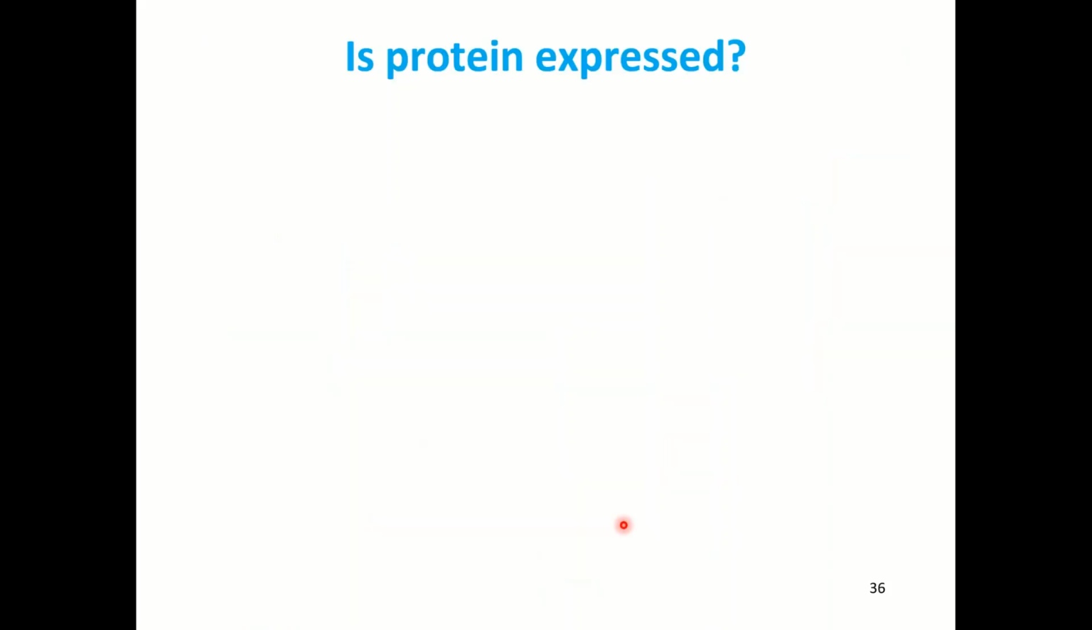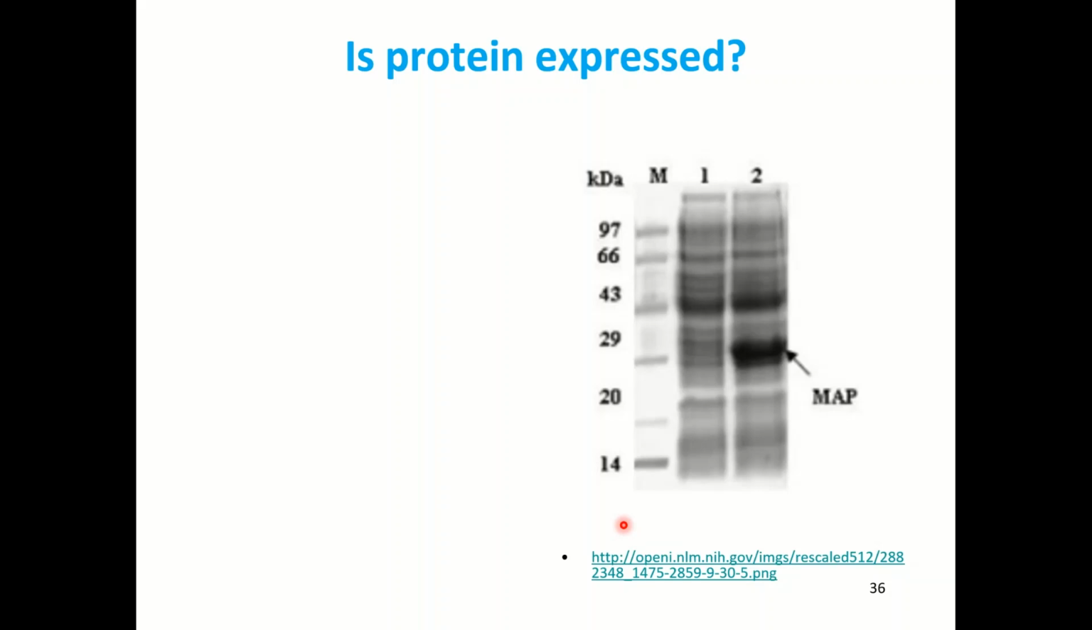Is protein expressed? How can you tell? Well, in this picture, this is an SDS-PAGE gel. The first lane would be before you add IPTG, and the second lane is after. In this case, the protein they're expressing is something less than 29 kilodaltons, maybe 28, 27, something like 25 kilodaltons.